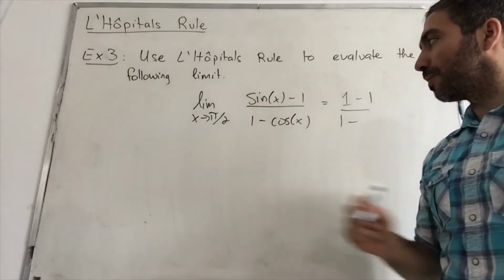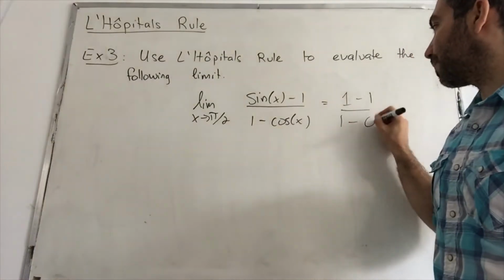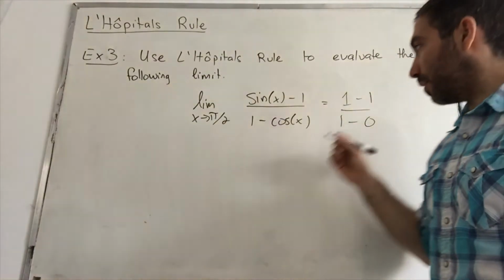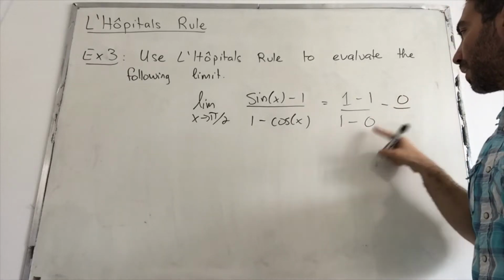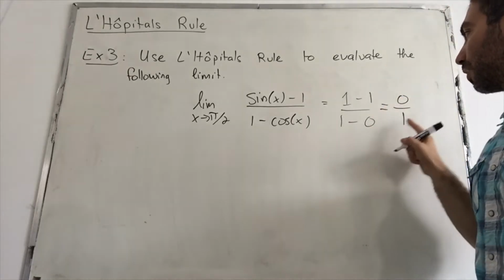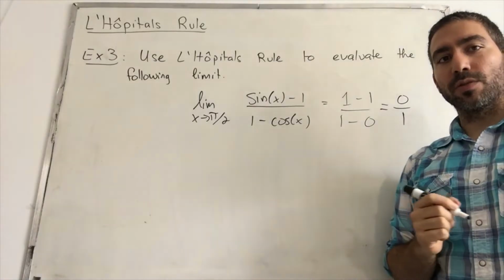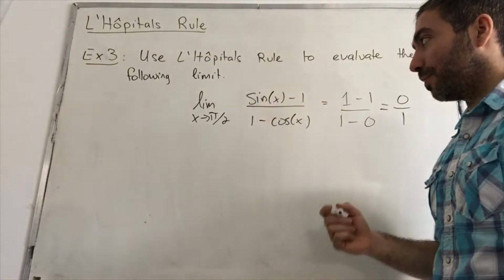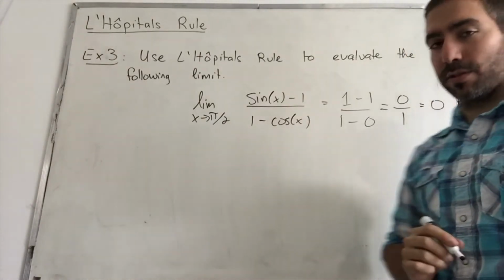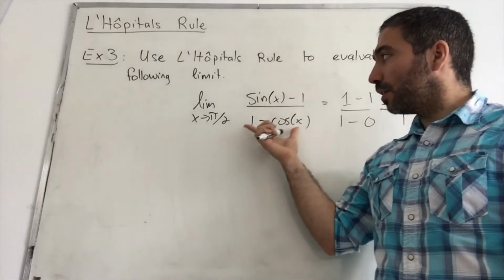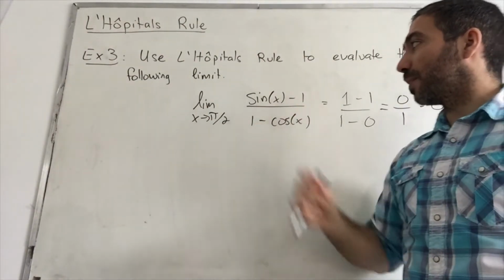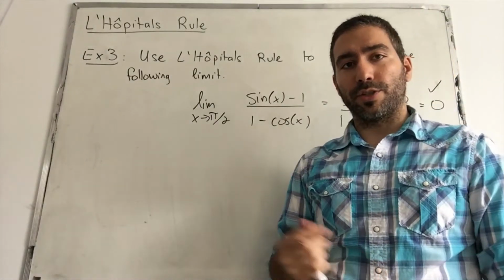That's 1 minus cos of pi over 2, which is 0. What you get is 1 minus 1, which is 0, over 1 minus 0, which is 1. 0 divided by 1, that's not an indeterminate form. 0 divided by a number is just 0. We're done. The limit of sine x minus 1 over 1 minus cos x is just 0.